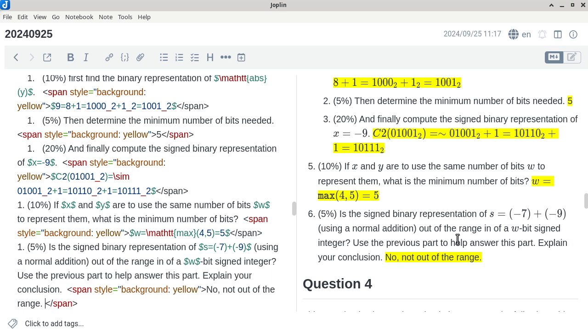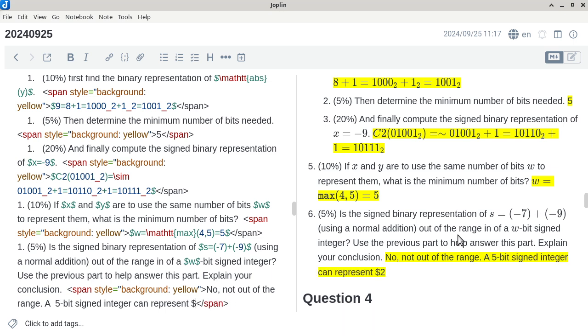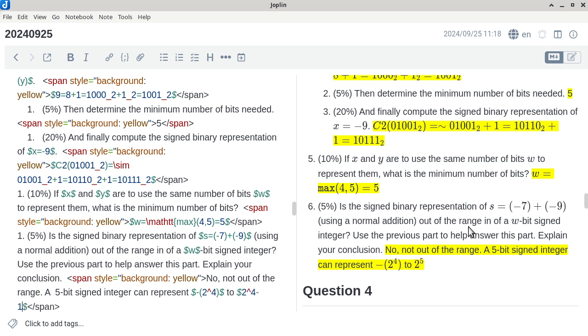So why is it not out of range? It's because the 5-bit space exceeds the maximum value of negative 7. So you have to explain what that 5-bit space is, from what value to what value. We can say that a 5-bit signed integer can represent negative 2 to the power of W minus 1, which is 4 in this case, to positive 2 to the power of 4, the whole thing minus 1. If I give it an actual value, this is negative 16, and this one here is 15.